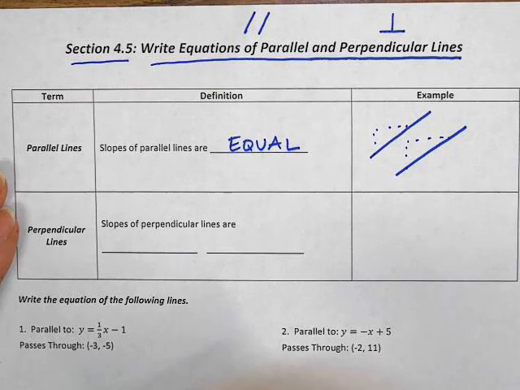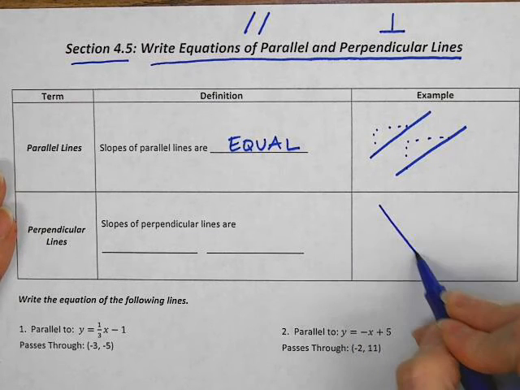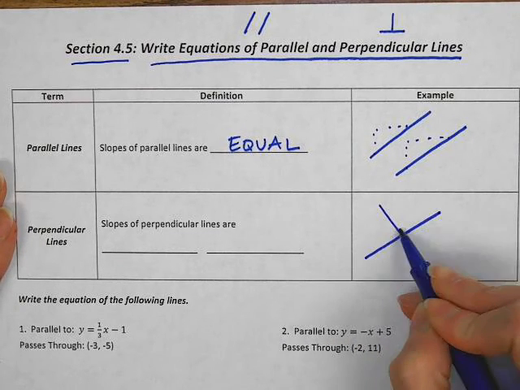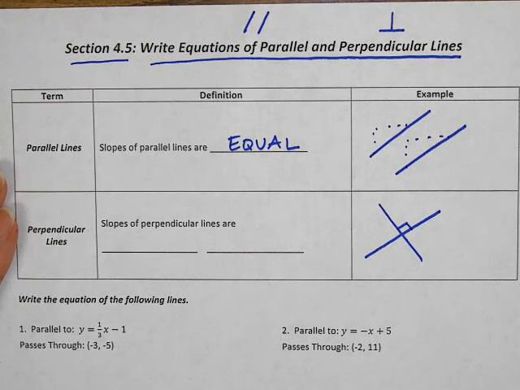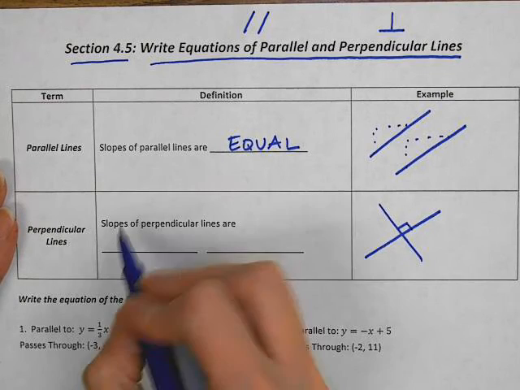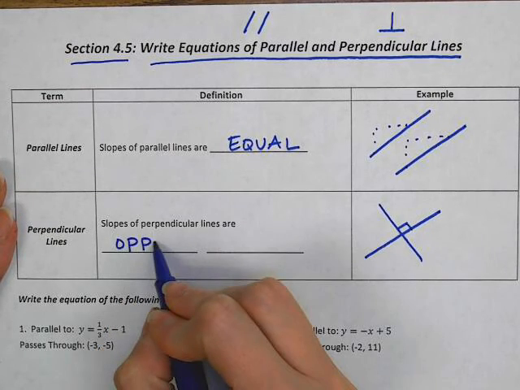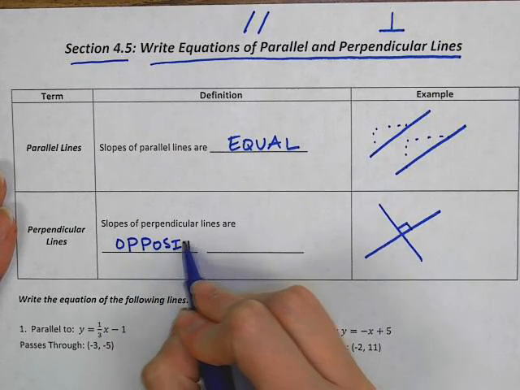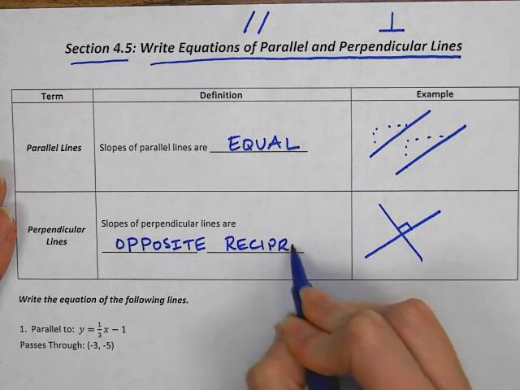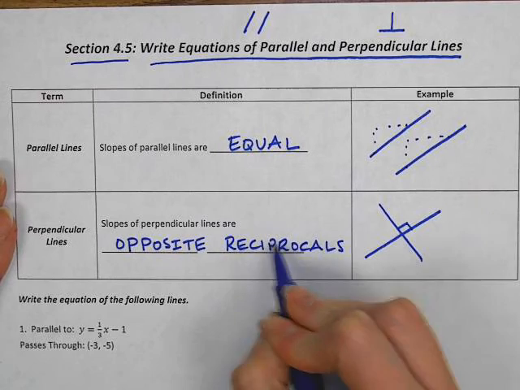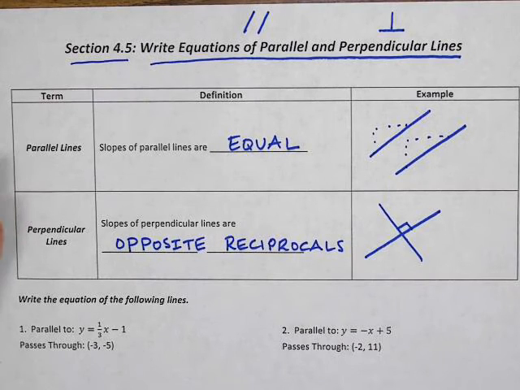Now, if two lines are perpendicular, it means they cross. Not only cross, but they cross at a right angle. And it turns out that their slopes are opposite reciprocals of each other. And you guys might not know that word.